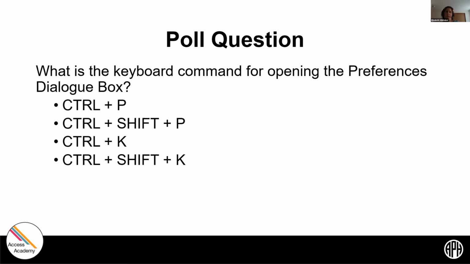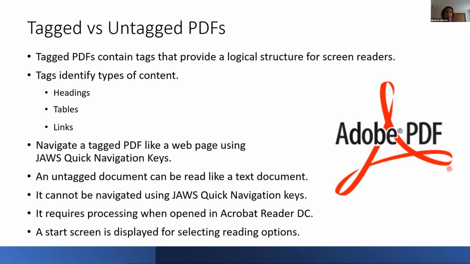Okay. All right, let's talk a little bit about tagged versus untagged PDFs and what tagged PDFs are. A tagged PDF will contain tags that provide a logical structure when you're reading a PDF with a screen reader, so you won't have those reading order issues. Tags identify types of content, things like headings, tables, links, just like on a web page. So you're going to navigate a tagged PDF as you would a web page. A real advantage is that you can use those JAWS quick navigation keys. For example, if you have headings, you can use the letter H. Tables, you can use the letter T. You could press Insert F7 to bring up the list of links.